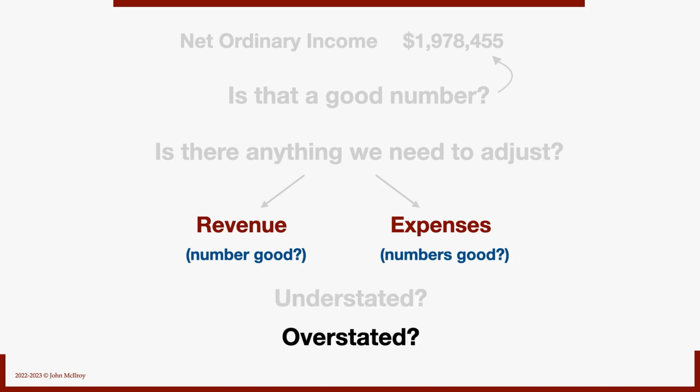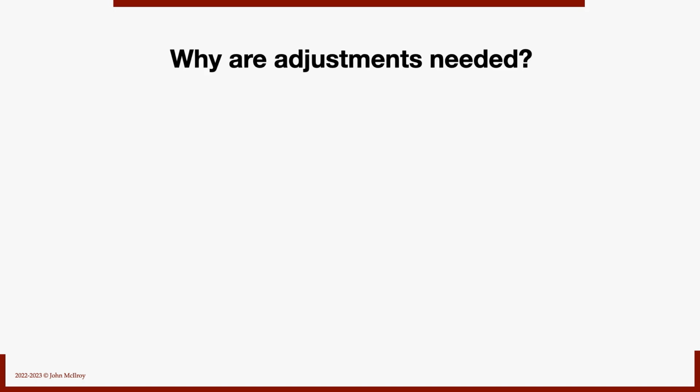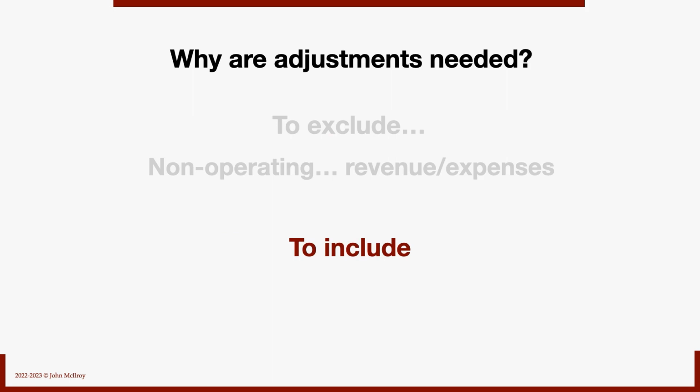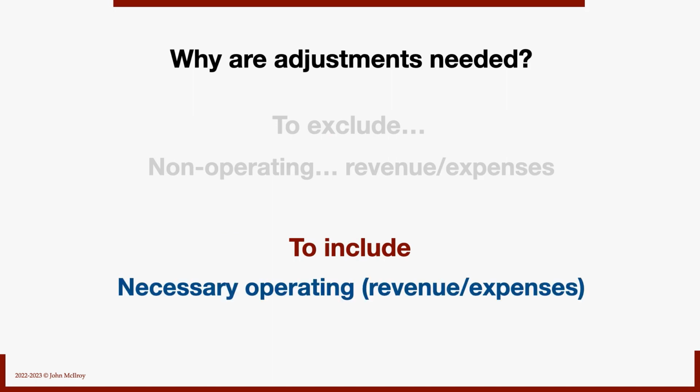It's quite common. And so we have to go through some kind of a review to check to see if there's anything there. And that's why adjustments are needed. We want to exclude non-operating revenue and expenses that don't belong in an income statement, but we also want to include necessary operating revenue and expenses that do need to be there. And we can come up with examples from both.